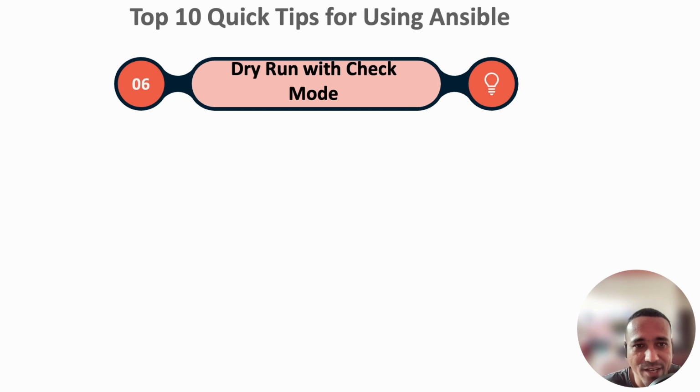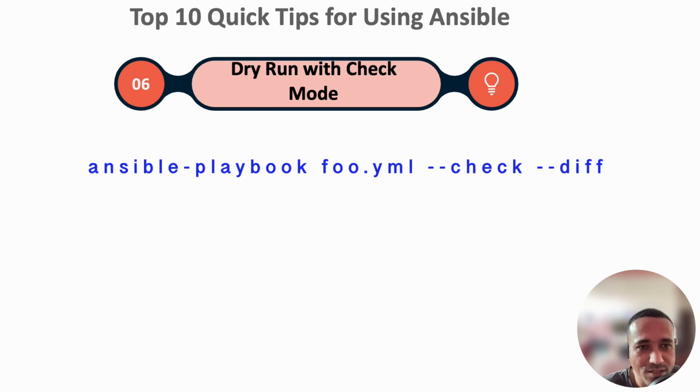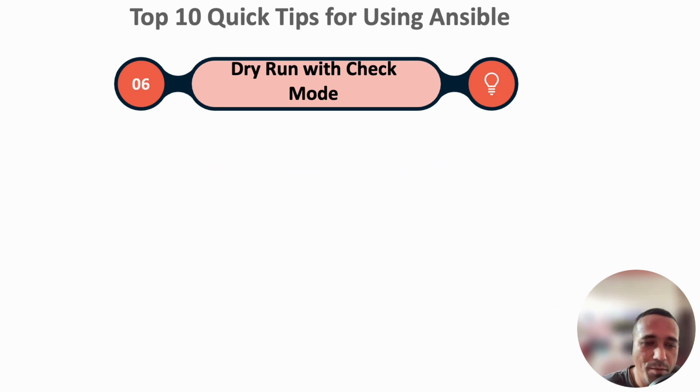Number 6, dry run with check mode. I have already discussed this in one of our videos. You can use ansible-playbook with -C flag to run your playbook in dry run mode. This will show the changes that would be made on the remote server without actually making them.